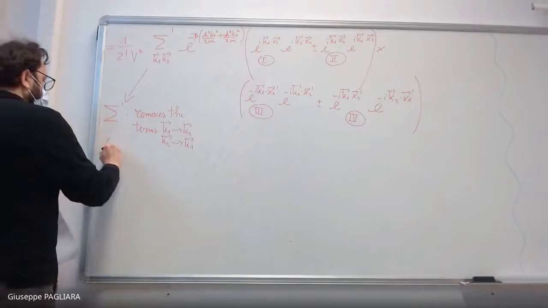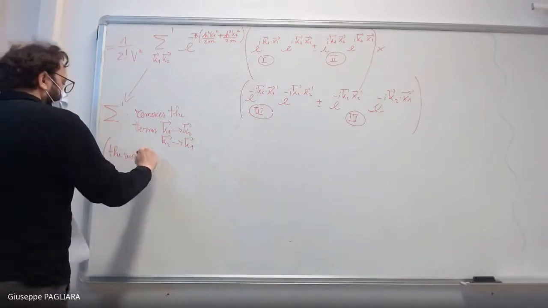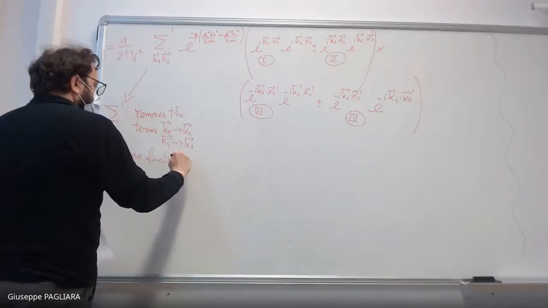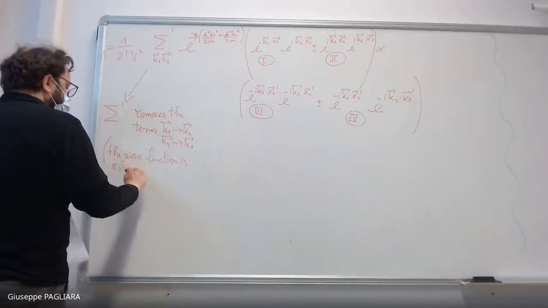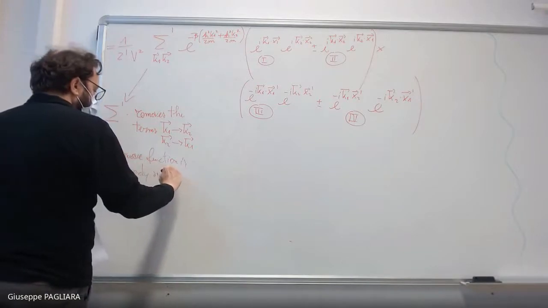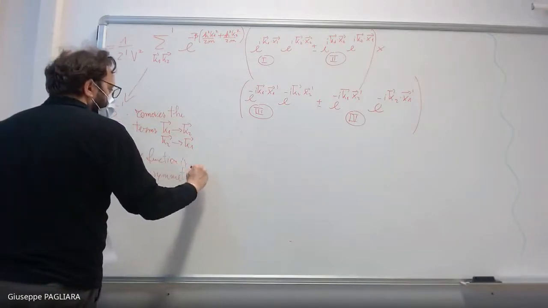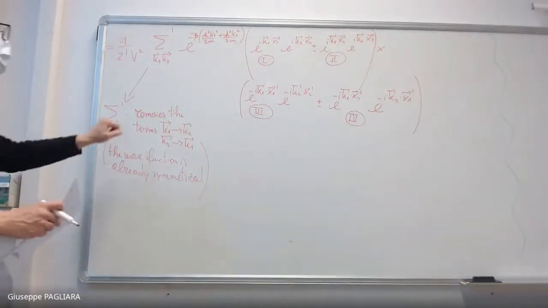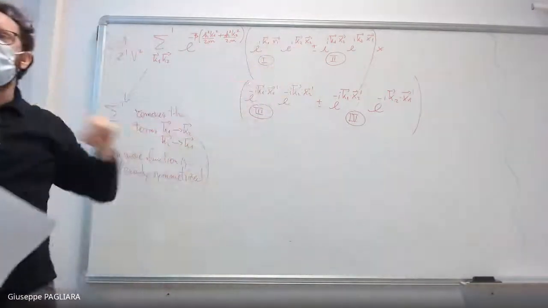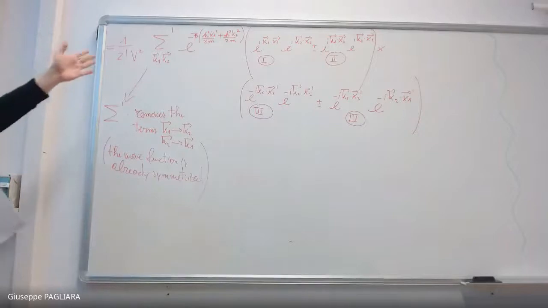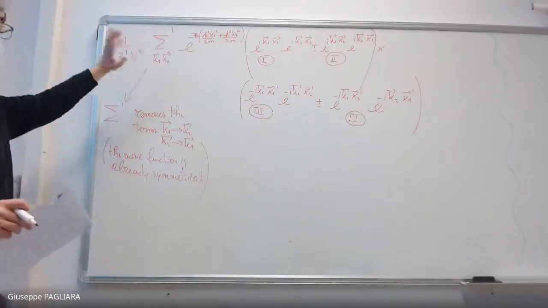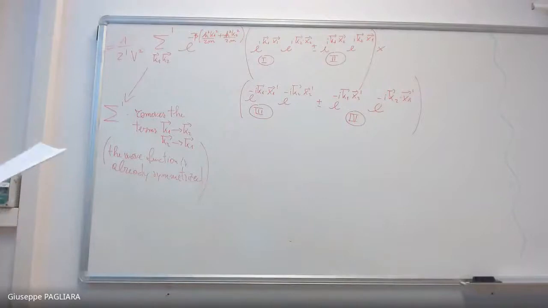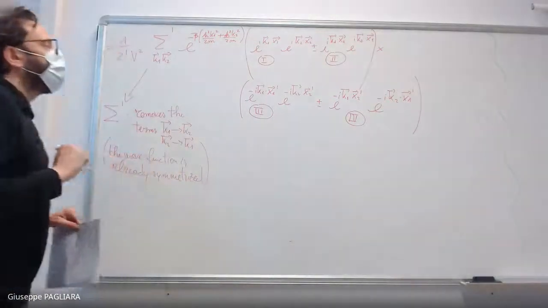Okay, the wave function is already symmetrized. This is just a symbol that we will remove in a moment, but that's the reason. Since we are symmetrizing already with respect to K1 and K2, we have to remove in principle in this sum the terms in which K1 is equal to K2 and K2 is equal to K1. Now it's time to do the calculation, and let's do the following.